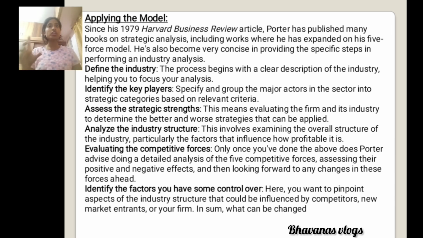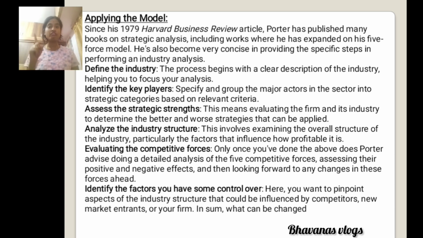The Porter's 5 forces model speaks about a detailed analysis of the 5 competitive forces. By analyzing, the positive and negative effects can be seen and we can look forward to the changes of these forces ahead. And identify the factors over which you have some control, aspects in the industrial structure that could be influenced by the competitors and the new market entrants on your firm. In sum, we could change things. I hope you understood how we can apply the model. By all these steps we can apply the model.